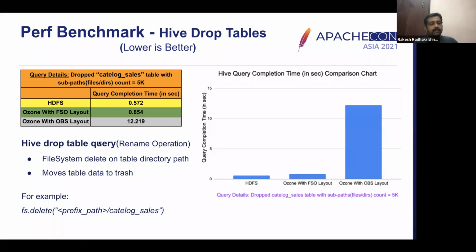And under the hood, what happens when you drop a table? It performs a lot of rename operations. Actually, it will invoke file system.delete, but internally what happens is it will move the table data to the trash.